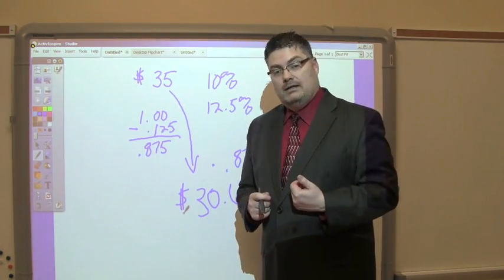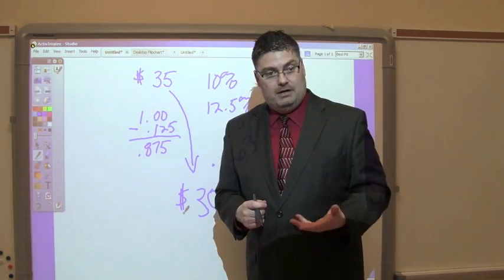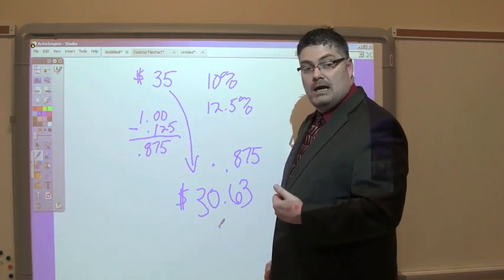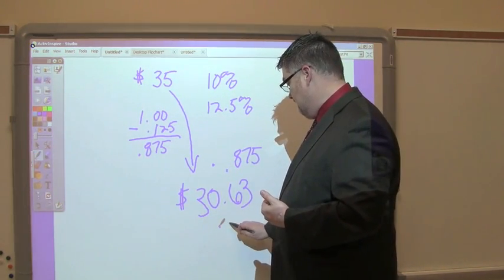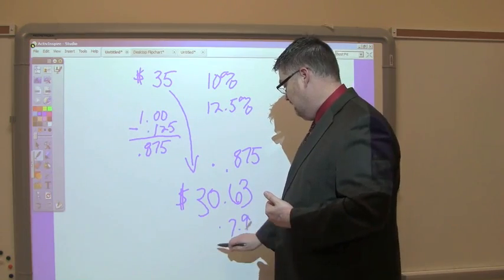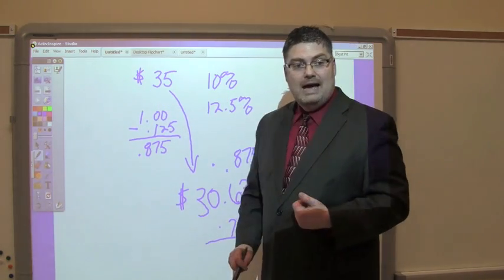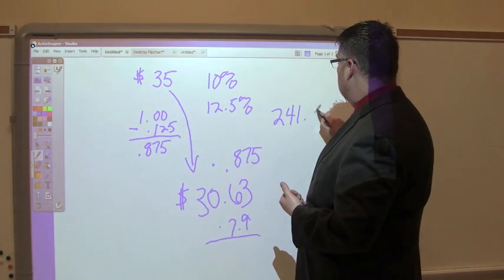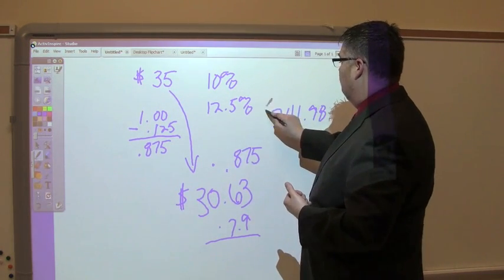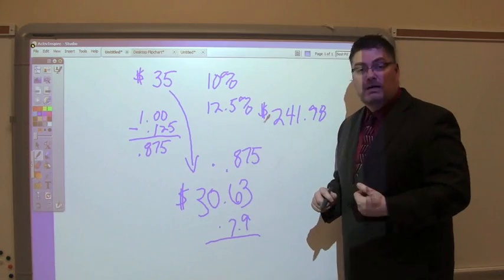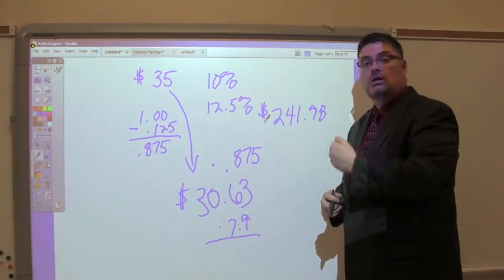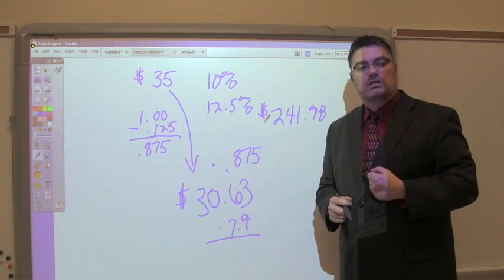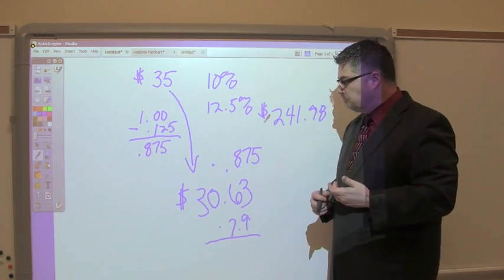Now, if we were going to calculate that for a Cloverleaf levy, our next levy is 7.9 mills. You would take this and you would multiply it simply times 7.9, and the total for that would be $241.98. Of course, you can divide that by 12 and figure out how much it would cost you per month, or you could divide it by 365 and figure out how much it would cost you per day.